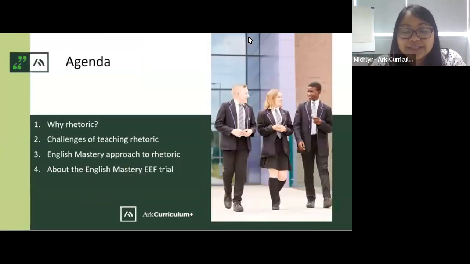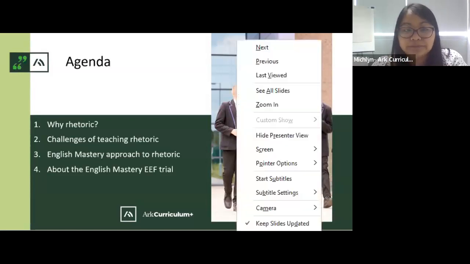Okay, so let's kick off. This is our agenda today. We're going to start thinking about, first of all, why is rhetoric such an important unit? What are the potential challenges of teaching rhetoric? Perhaps you already have a current rhetoric unit that you teach in your curriculum, so what are the common challenges that lots of our schools face? And then I'm going to share with you the English Mastery approach to rhetoric. Then if you'd like to stay on towards the end of this webinar, I'm going to be talking to you a little bit about the English Mastery EEF trial as well. We still have some space for people who want to join the research trial. So if you are interested, or if any of the resources I go through today interest you, please feel free to stay for the last 5 minutes of the webinar.